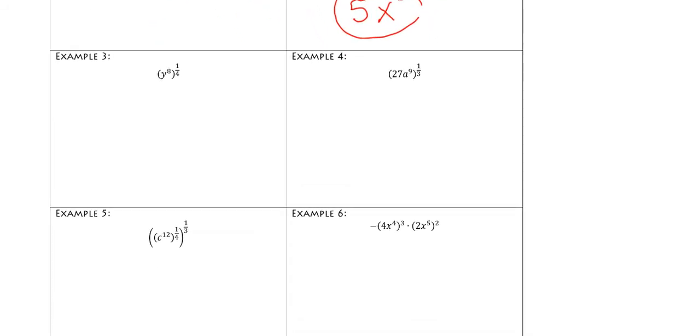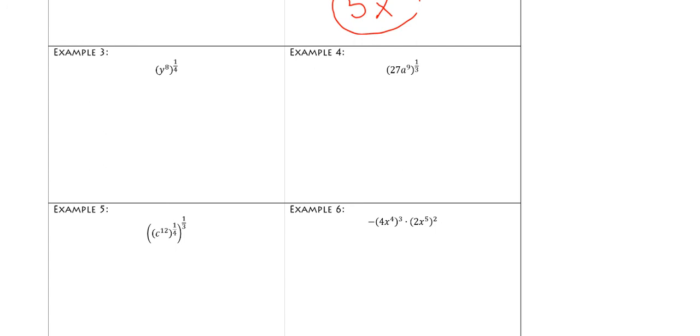Example 3. Y to the 8 raised to the 1/4 power. So we have y to the 8 times 1/4, which is y squared. Done. Whoops. Let me rewrite that. Y squared.